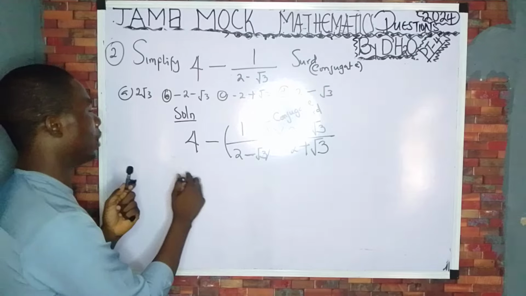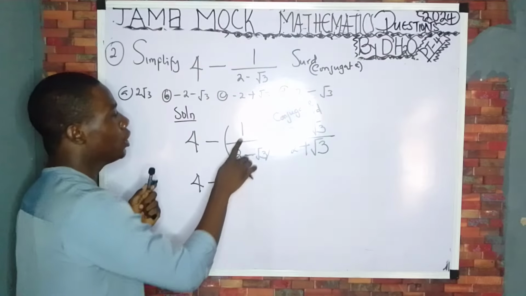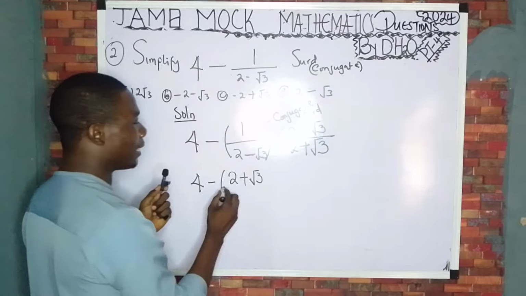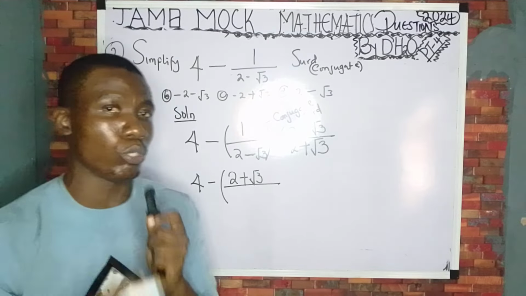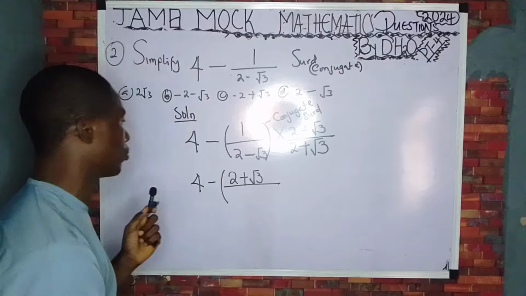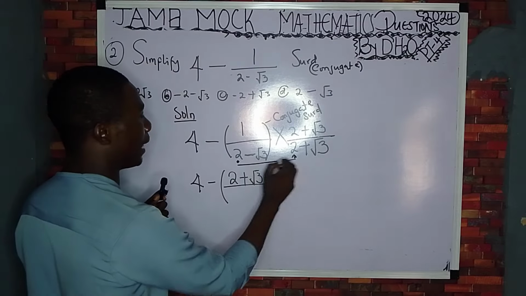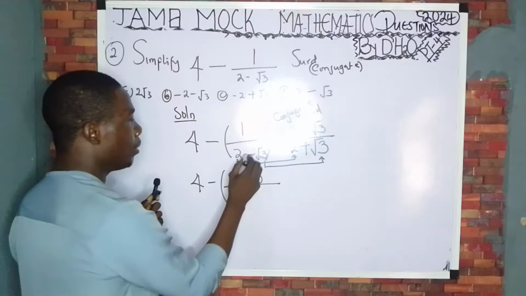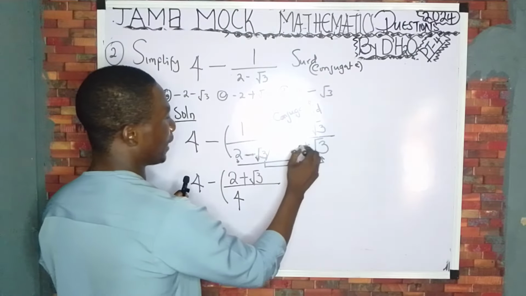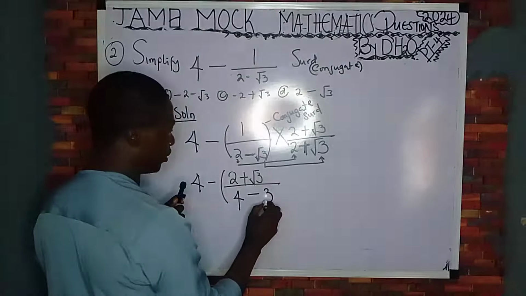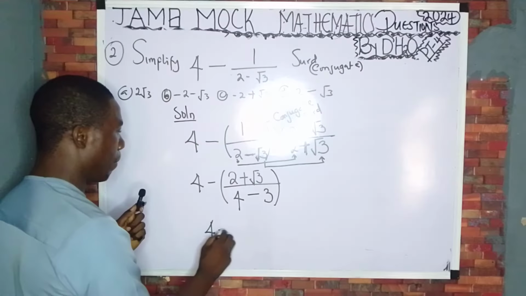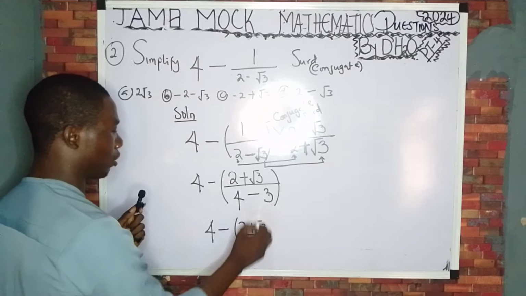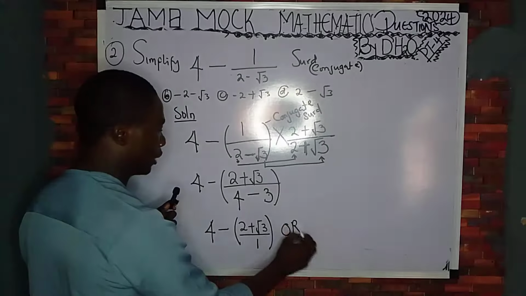That's what we do. So here we have 4 minus open bracket 1 times this, and this will give you 2 plus root 3. Now I told you that whenever you are rationalizing a conjugate surd at the denominator, without stress, use this to multiply this and this to multiply this, and you are done. So 2 times 2 will give us 4, minus root 3 times plus root 3 will give us minus 3. So what we have is 4 minus open bracket 2 plus root 3 all over 4 minus 3, which is 1.